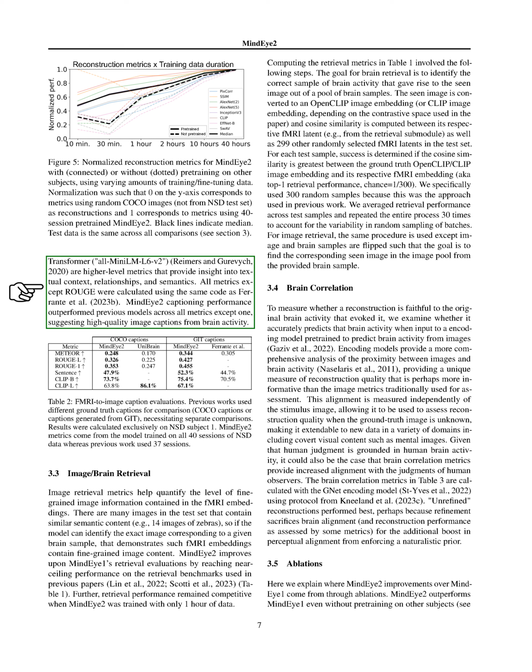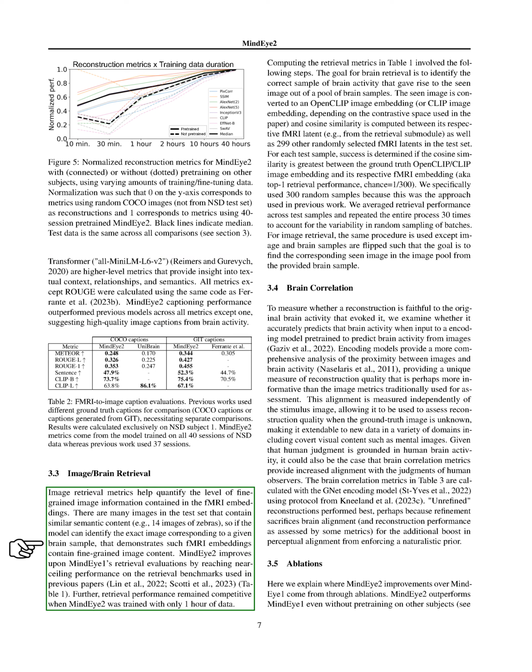Section Image Brain Retrieval. In this section, we explore how image retrieval metrics help us measure the detailed image information in fMRI embeddings. When we have many similar images in the test set, like 14 images of zebras, and our model can correctly match a brain sample to the exact image it represents, it shows that the fMRI embeddings contain detailed image information. Eye2 enhances the retrieval evaluations of Eye1 by achieving almost perfect performance on the retrieval benchmarks from previous studies. Even when trained with just 1 hour of data, Eye2 maintains competitive retrieval performance.